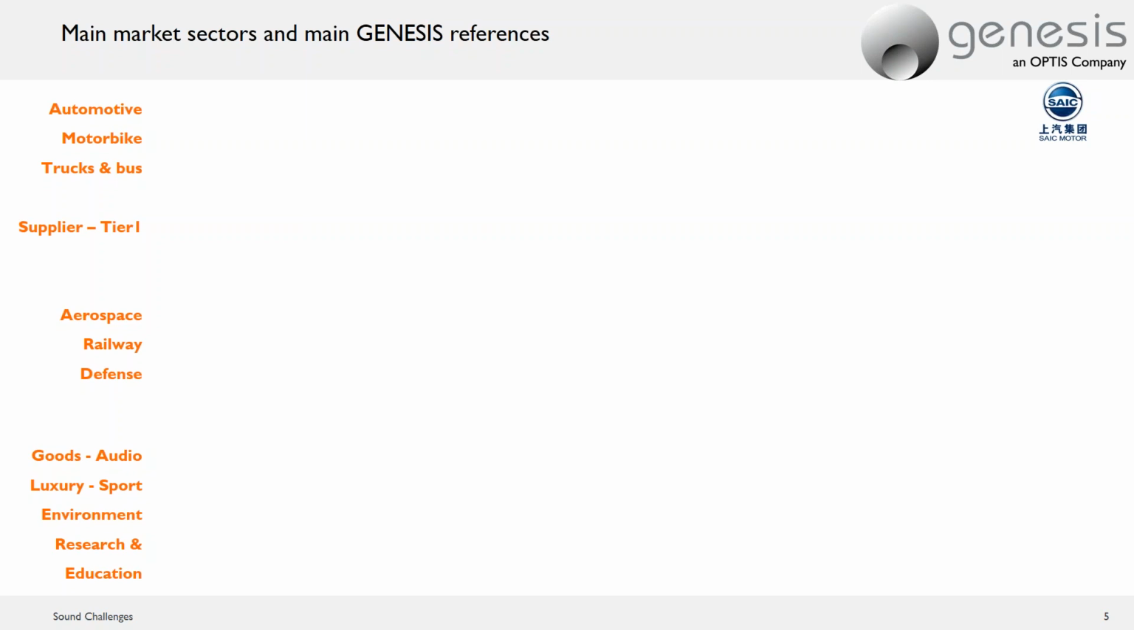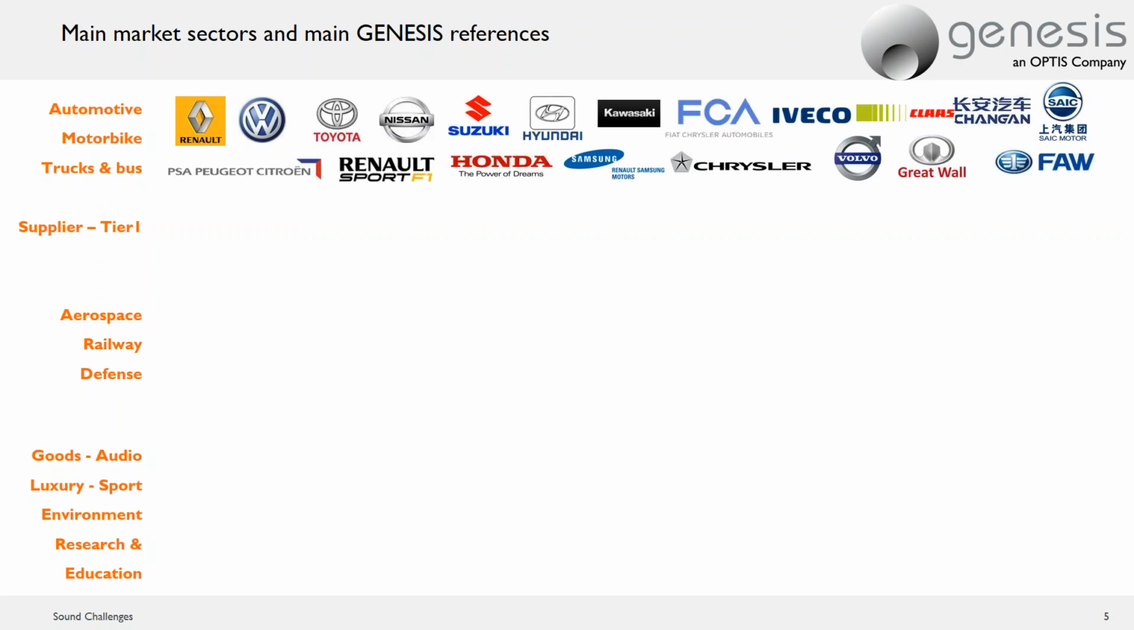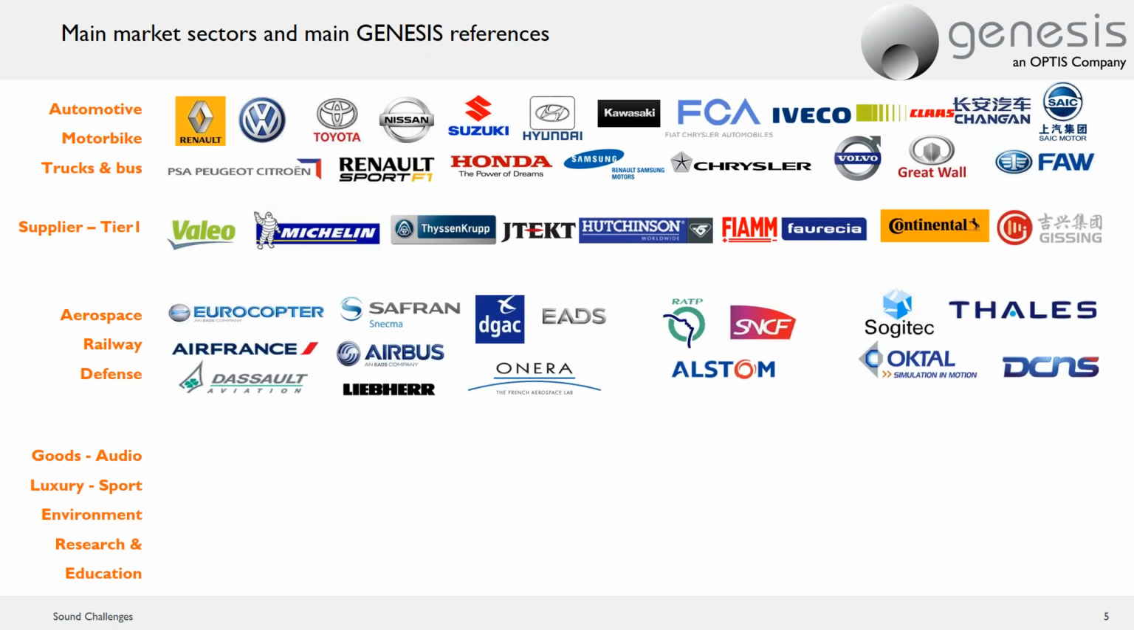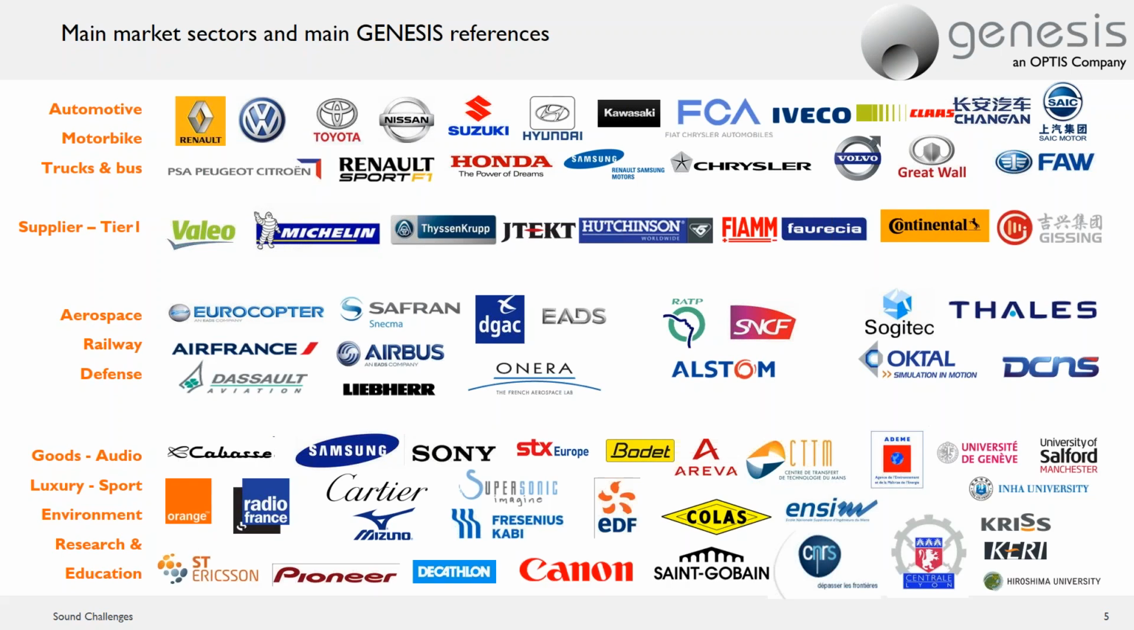Some of the main market sectors for these products: automotive and other motorbike, trucks, and bus. Just some examples here for some of the companies that we're working with. Also, Tier 1 suppliers, aerospace, railway, and defense, and then a combination of luxury goods, electronics, research.